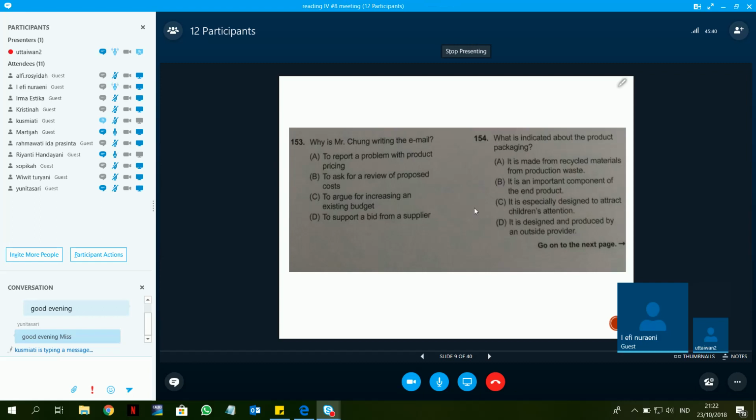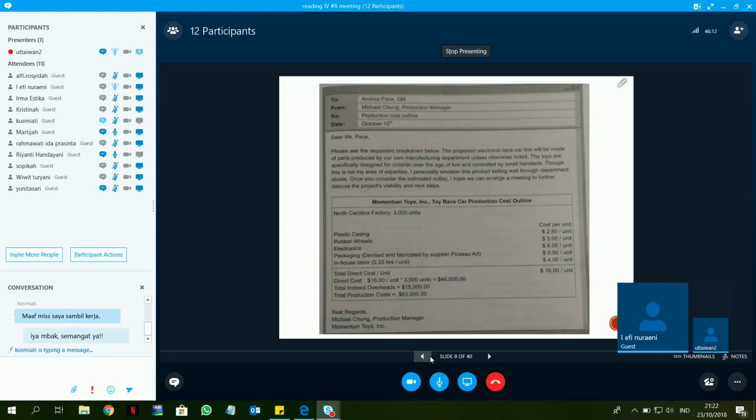Oke, sekarang kita lanjut lagi ya. Tadi ini soalnya ada dua. The question 153. Why is Mr. Chang writing the email? Kemudian question 154. What is indicated about the product packaging? Okay. Let's go to the text. Ada yang bisa bacakan nggak?